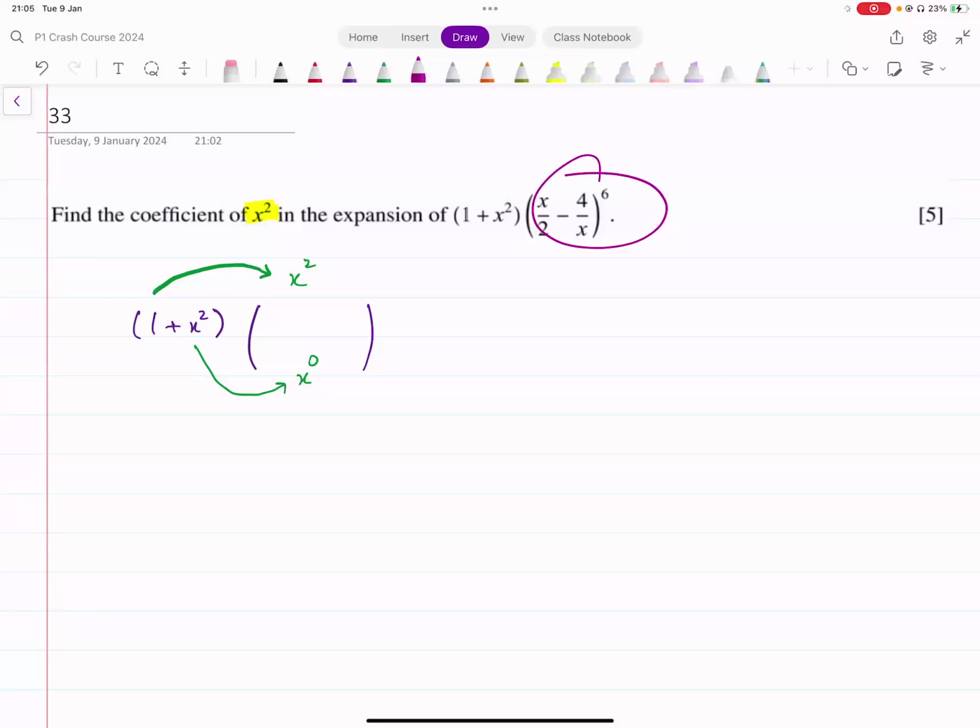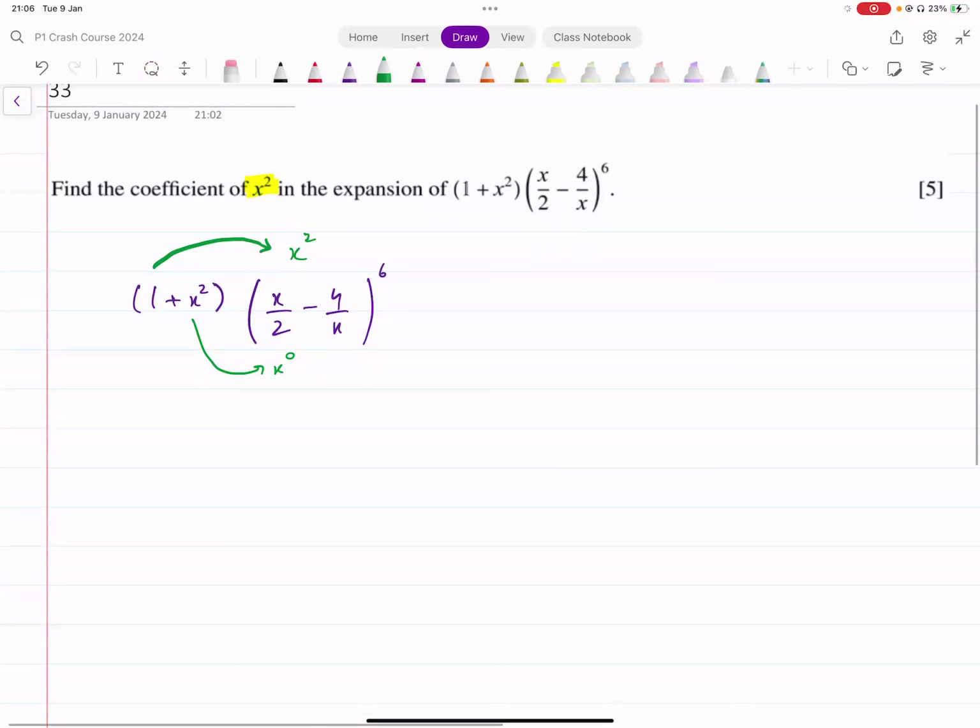So now let's just focus on this. Let's focus on that bracket. Let me actually write it fully now. It was x over 2 minus 4 over x whole raised to power 6. So we need x squared from that and also x raised to power 0. These are the two terms that we are interested in from that expansion. So now we find those two terms.